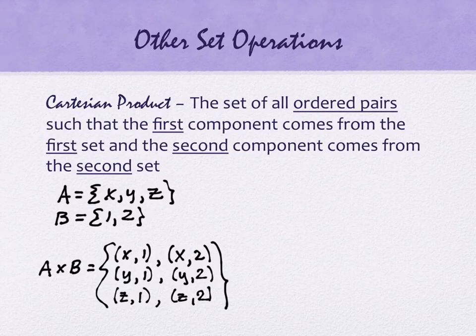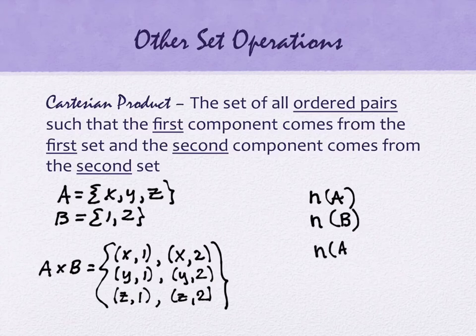Now I'd like for you to notice something. We can count the number of objects here. And I will write it down. I want you to be very careful. The Cartesian product is the set of ordered pairs. But I can count the number of objects in each of these as well. The number of objects in A, the number of objects in B, and the number of objects in the Cartesian product.